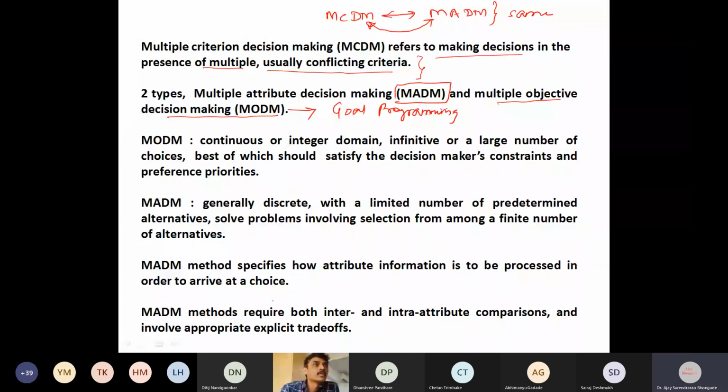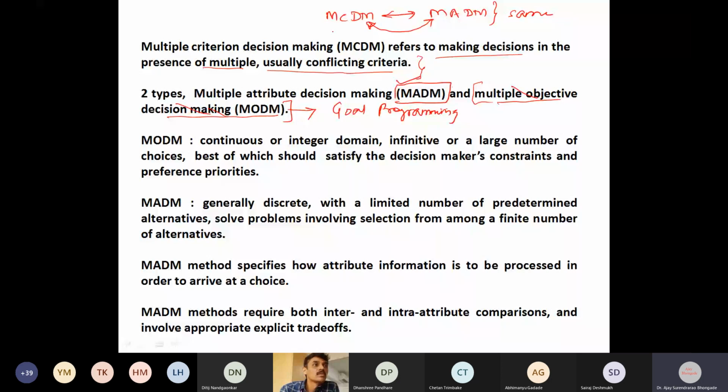So this is what multiple objective, then it is called goal programming. This part has already been covered here, so we will not talk about these things. We are going to talk only about MADM and MCDM. MODM is nothing but continuous. So let's see what the difference is there.